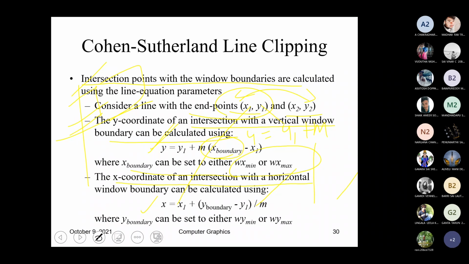Minus y1, divided by m. What is m? You know that: y2 minus y1 divided by x2 minus x1. Clear now?